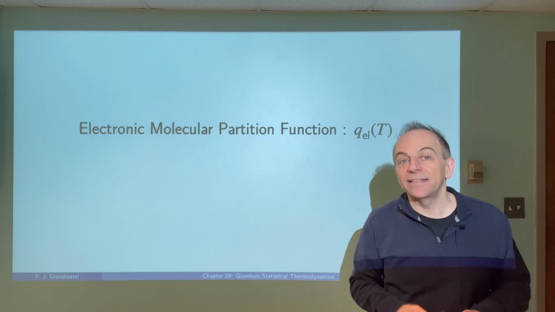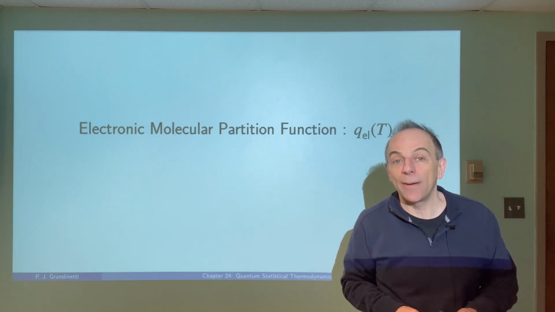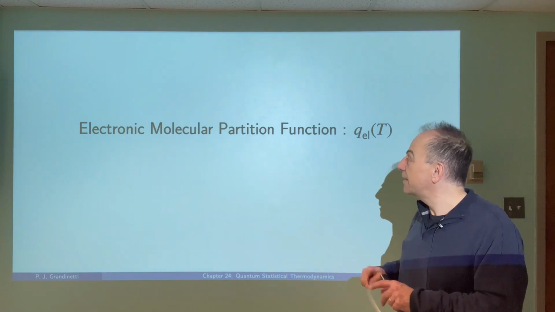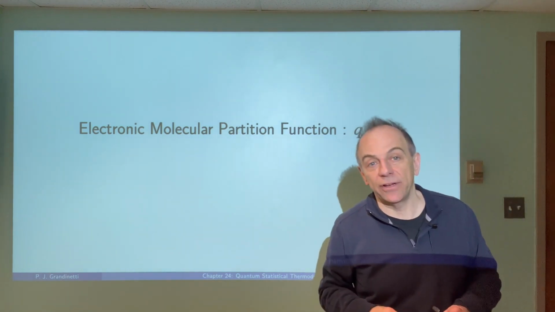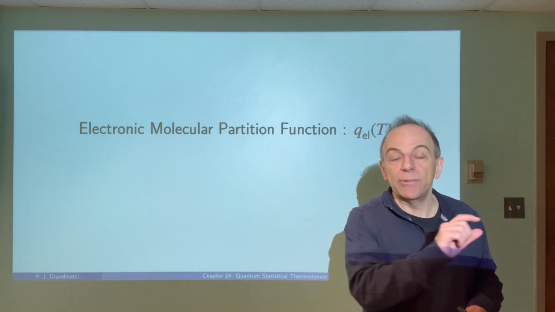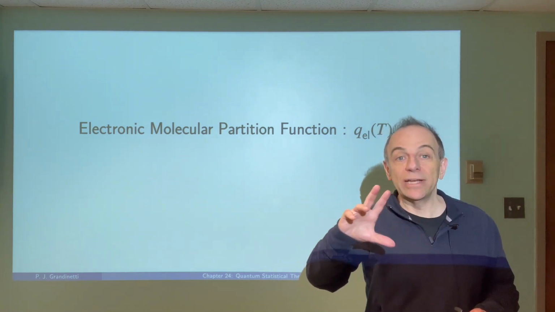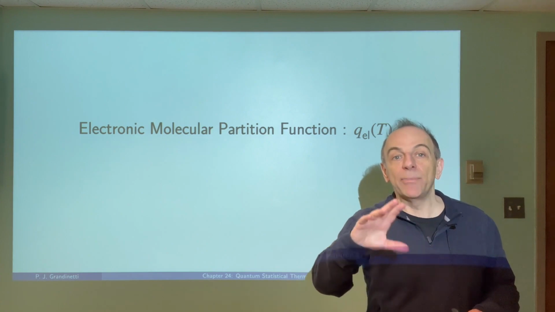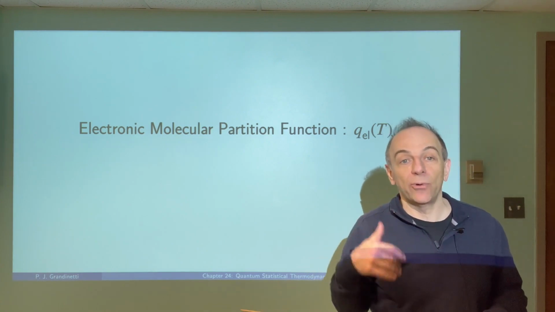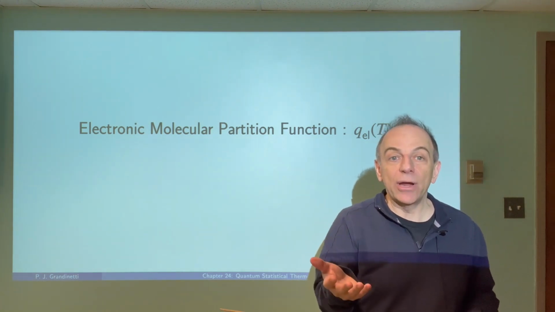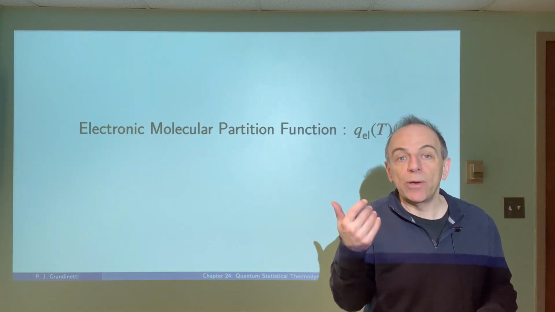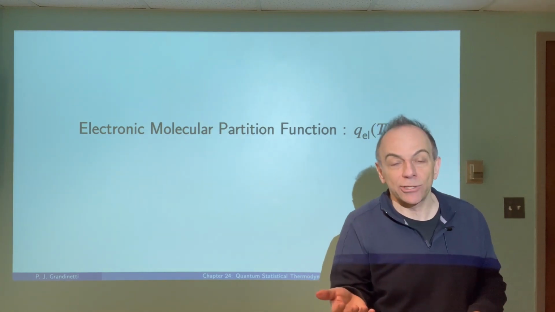Okay, let's calculate the electronic contribution to the thermodynamic properties. And for that, we're going to calculate the electronic molecular partition function. Now, you may have noticed as we went from translation to rotation to vibration, the energy gap was increasing and the characteristic temperatures for those motions were increasing to the point where when we got to vibration at room temperature, we were not able to use the classical approximation.